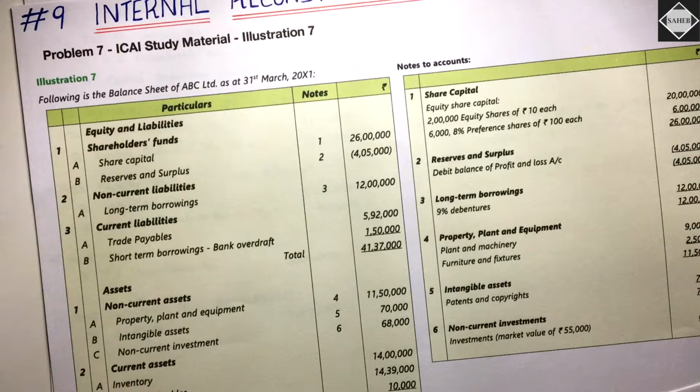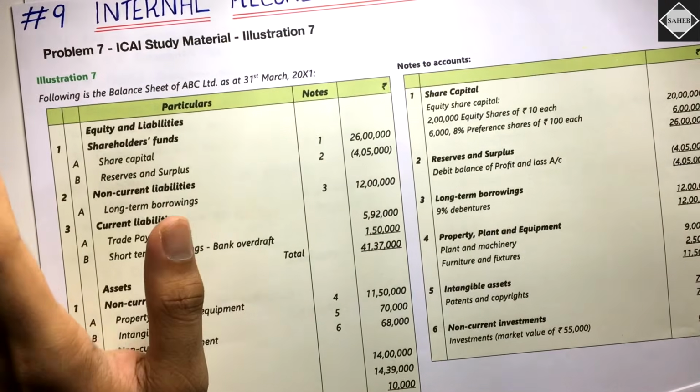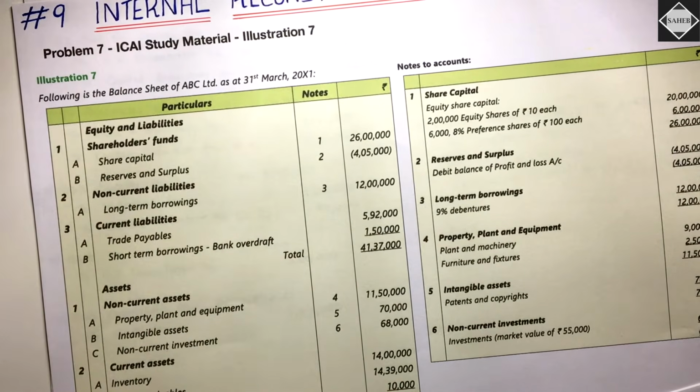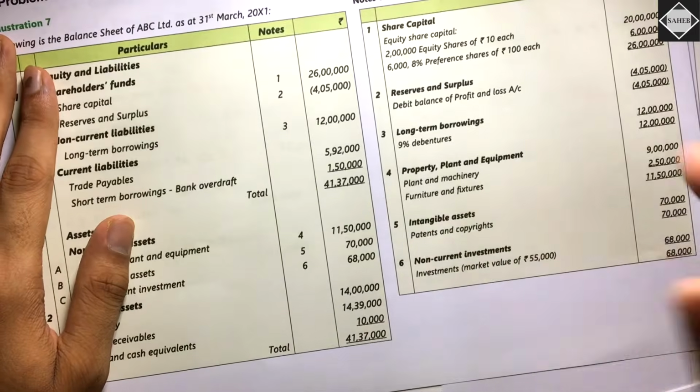For these, you always have to write off. Whether the question says so or not, it doesn't matter. You always need to write it off. But when it comes to intangible assets, you have the discretion.